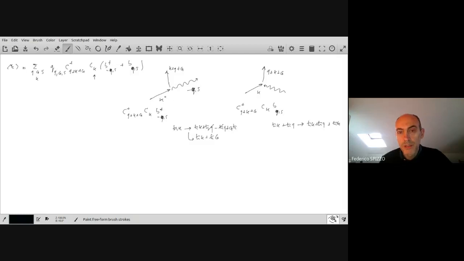During both interactions, apart from this crystal momentum conservation, we have also energy conservation. In this case, the initial energy of the electron is slightly decreased due to the creation of a phonon, and in this case, the energy of the initial electron is increased due to the absorption of a phonon by this electron, so the energy of this final state will be slightly larger with respect to the energy of the initial state.